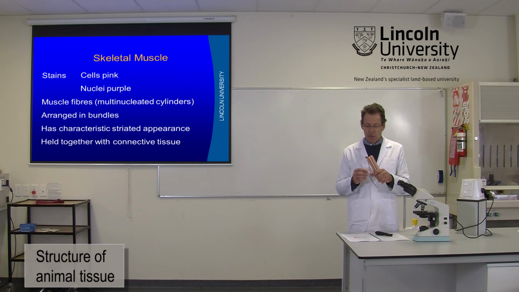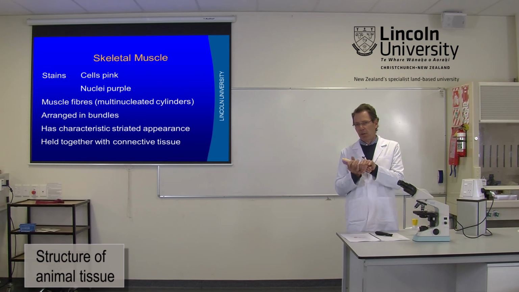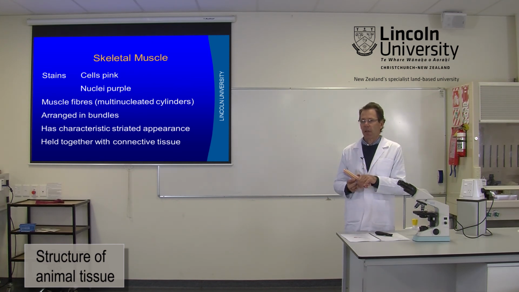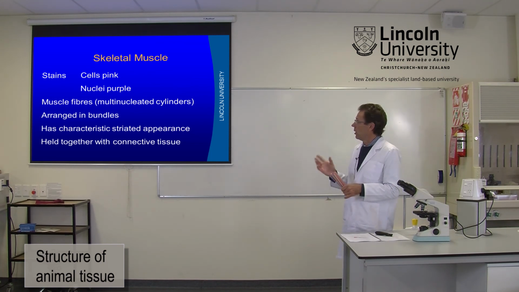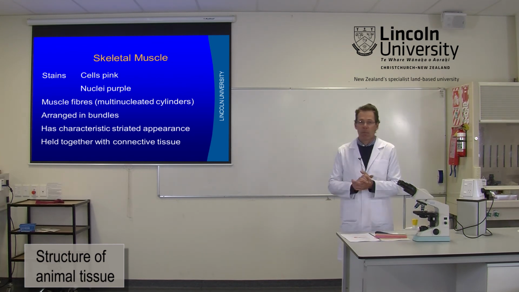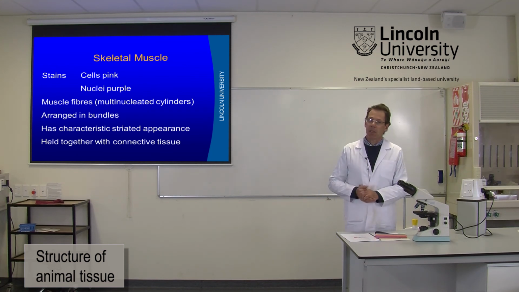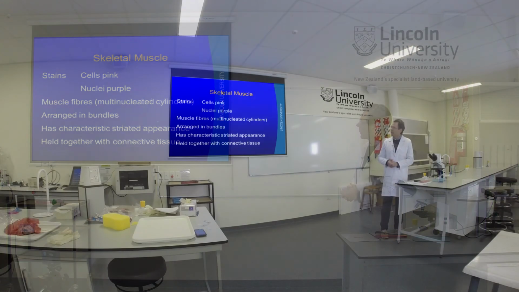And these muscle fibres are arranged in bundles, like a bundle of drinking straws. And the number of fibres in that bundle will reflect the strength of the muscle that it's come from. So in the tongue we will see quite small bundles, whereas if you took a piece of muscle from the leg, you'd see much larger bundles of these multinucleated cylinders.